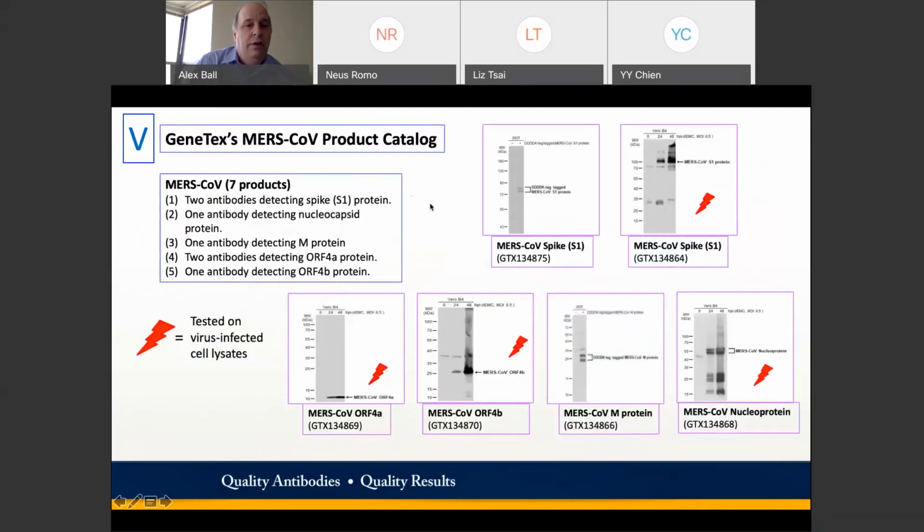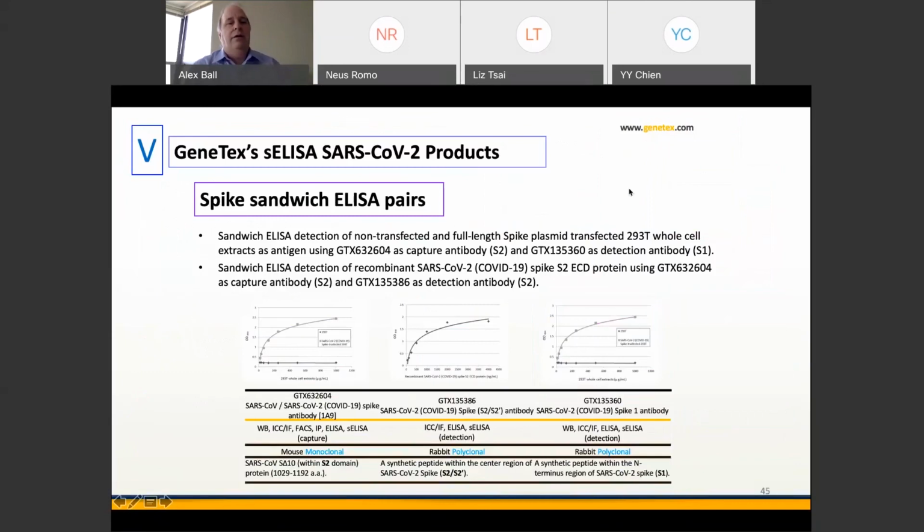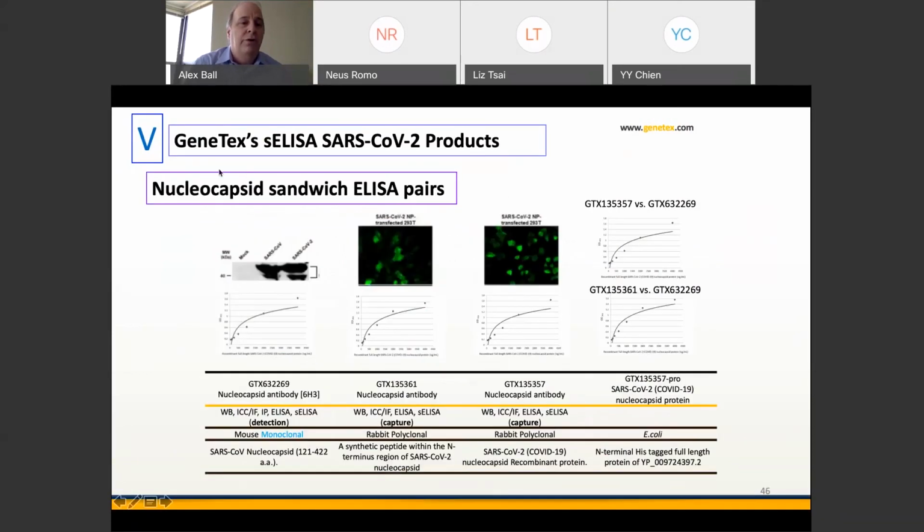MERS-CoV. And what we're very excited about, and we're in the process of developing, are sandwich ELISA pairs. We've already identified at least a couple of pairs for spike, and some additional pairs are being tested right now. That could be particularly used for the development of testing kits for in vitro use, of course. And then also nucleocapsid sandwich ELISA pairs. So we're very excited about these sandwich ELISA pairs for both nucleocapsid and spike, and more of these pairs are being presently identified.